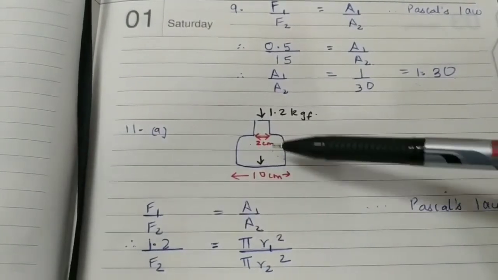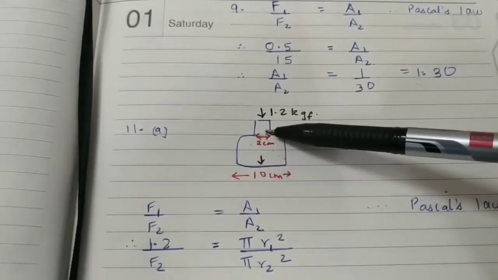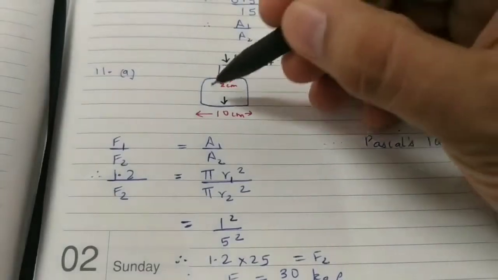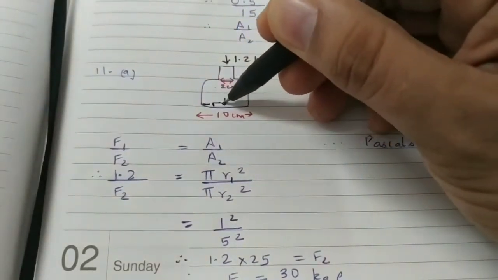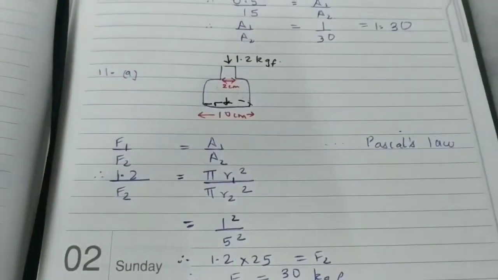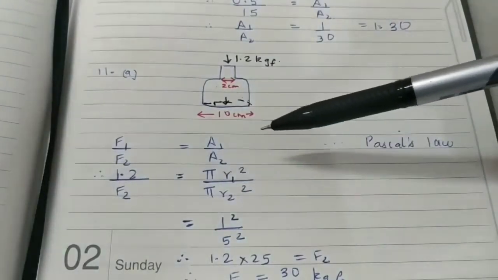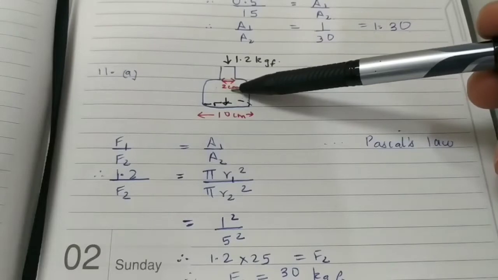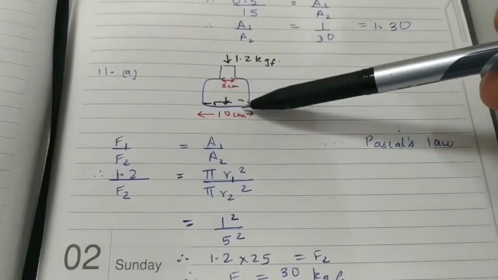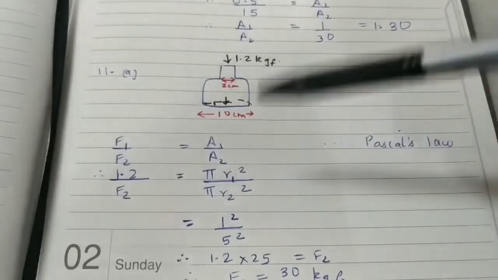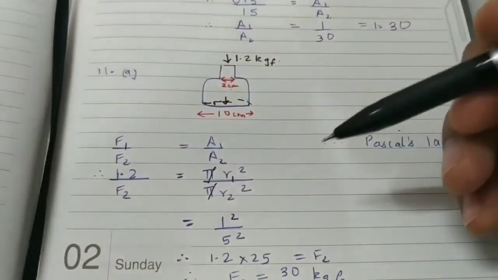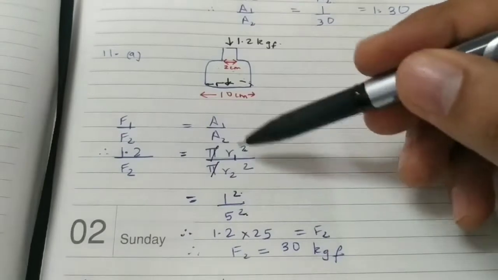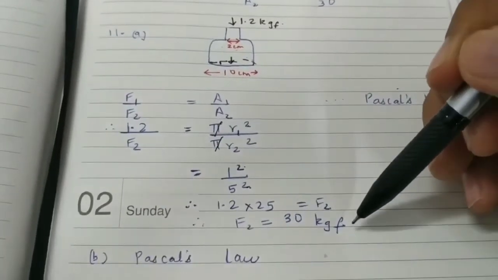And area, they have not given the area, but we know it's a circular area, isn't it? The base of a bottle. So it's three-dimensional. It's a circular base. So that's pi r square, that's the formula, right? So the radius for the top circle is 1 centimeter. This is the diameter. And the radius for the bottom circle is 5 centimeters. So that's pi and pi gone. That's 1 squared upon 5 squared. That's 1 upon 25. Cross multiply and get the value of F2, 30 kgf.